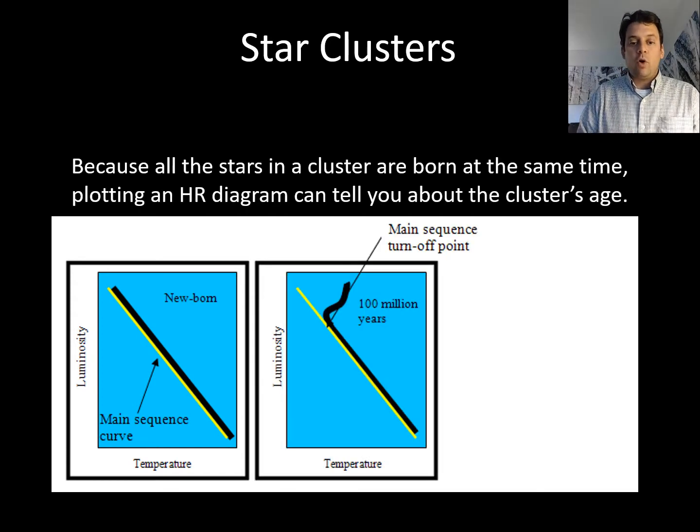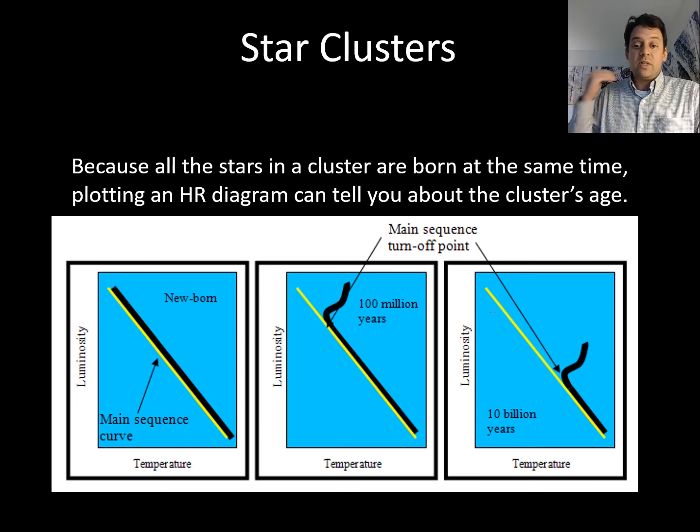But as the stars evolve, say after 100 million years, the most massive of those stars will have left the main sequence. And so after 100 million years, the HR diagram might look something like this. At this point, we can define something known as the main sequence turnoff point. And it is what it looks like. It's the point at which the stars, as plotted on the HR diagram, turn off of their original main sequence. If you go 10 billion years from formation, you can do the same thing, but what will happen is that the main sequence turnoff point will move down to the bottom right.